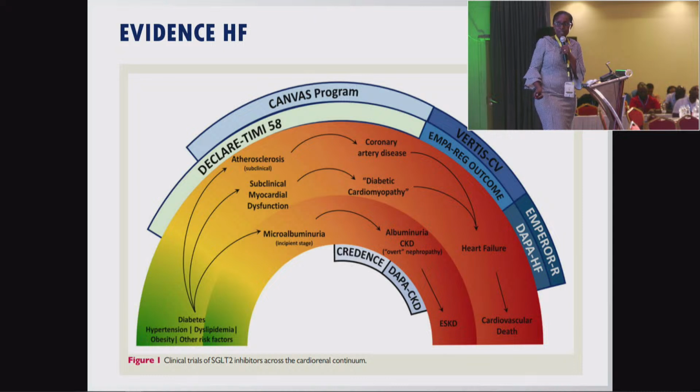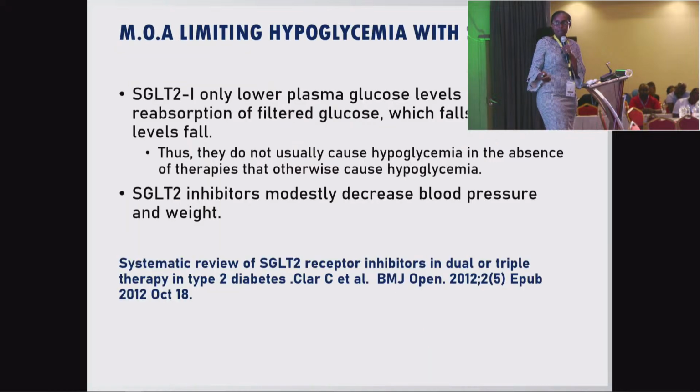And then this again is a whole continuum of the cardiorenal, where you have your risk factors, then you have your subclinical disease, and eventually you have your disease, either end stage or cardiovascular. And it shows at the different stages when the studies were done, either the CANVAS or the DECLARE, the VERTIS, EMPA-REG, the EMPEROR-R, DAPA-HF, CREDENCE, and DAPA-CKD. And all these studies showed that SGLT2 inhibitors are beneficial.